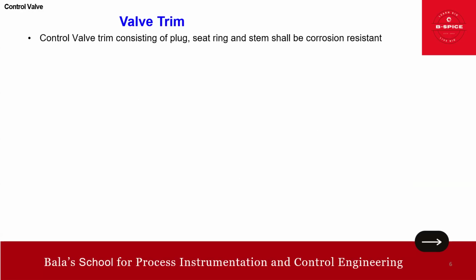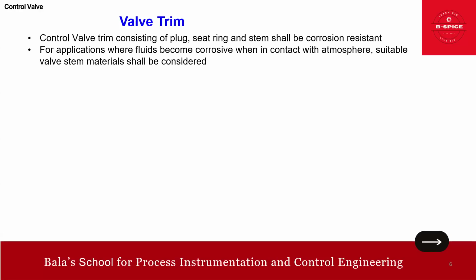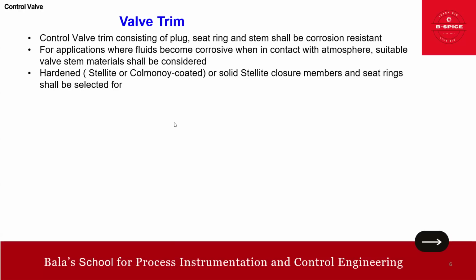Control valve trim consisting of a plug, seat ring, and stem shall be corrosion resistant. This we all know. But the point is, for applications where fluids become corrosive when in contact with atmosphere, suitable valve stem material shall be considered. Right, friends? So what do we have to do? Hardened stellite or Colmonoy coated.